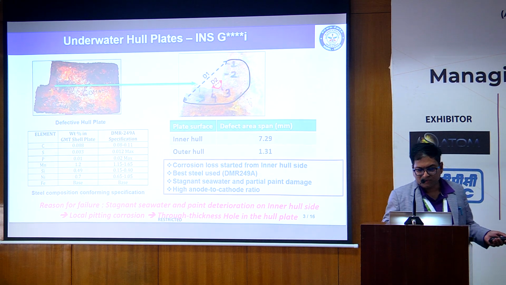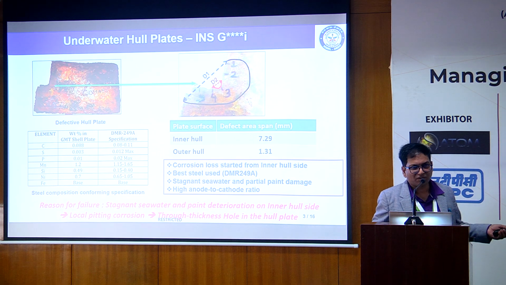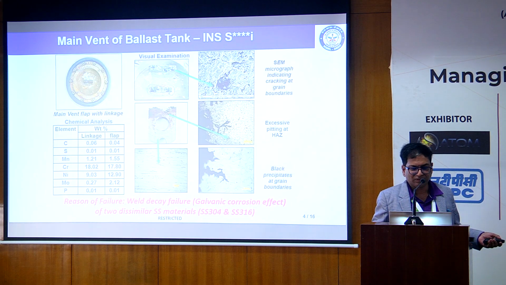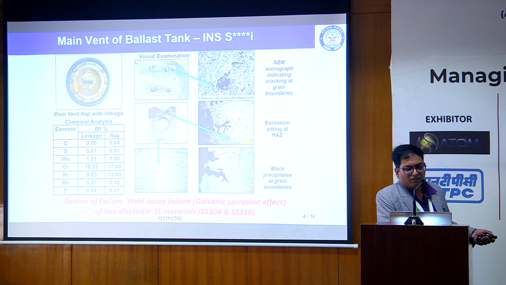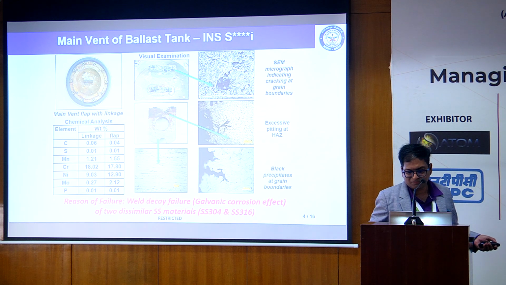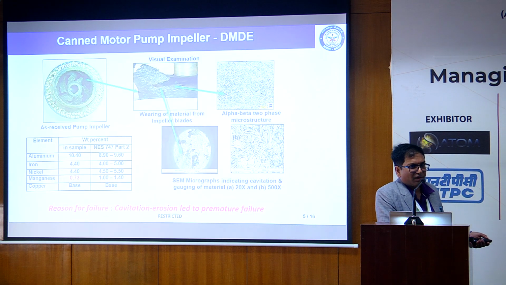Because of the paint deterioration, local pitting happens, corrosion happens because of the poor anode to cathode ratio. Similarly, another case is the main vent of a ballast tank of INS Shalki. It's stainless steel, and I would not go into the details, but we can see simple galvanic issues, weld decay, because of the joining of two dissimilar, even if it's stainless steel grade, and we can understand what happens from the mechanisms and the metallurgical part of it.